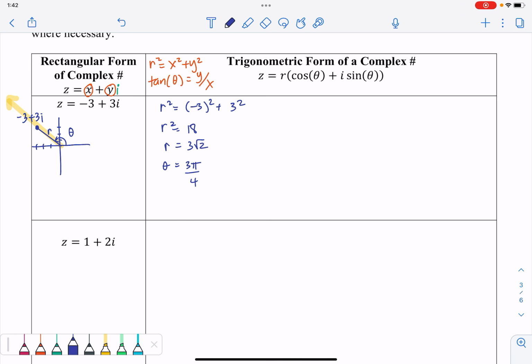Okay, so now I'm ready to put it in this trigonometric form. I just copy and paste this idea. r is 3 root 2, so I copy that down. I'm going to leave things exact where I can, and in this case I have these nice exact values. Plus i sine 3 pi over 4. So what I just wrote: z equals 3 root 2 times the quantity cosine 3 pi over 4 plus i sine of 3 pi over 4. And there I have my trigonometric form of a complex number.